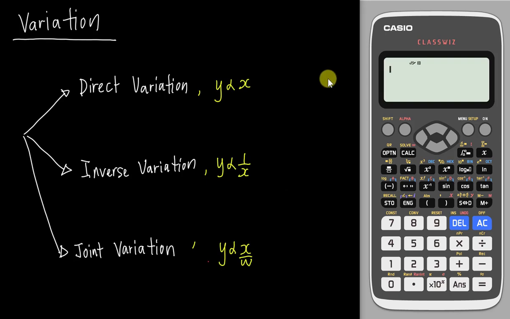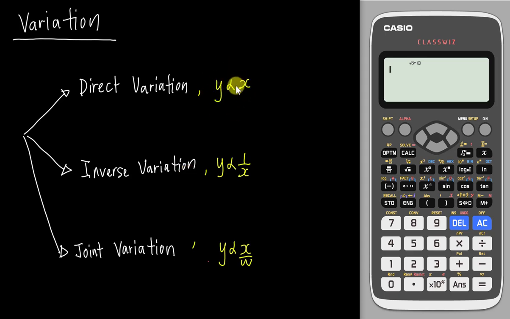In this video, I will use the new Casio 570EX calculator to teach you how to do the variations in SPM Modern Math. Alright, so before I start to discuss the question, I just want to teach you some basic things about variations. Basically, you have three types here, which are direct variation, inverse variation, and joint variation. The joint variation is basically a joint between the direct and inverse variation. Here are some keywords to tell you about this.